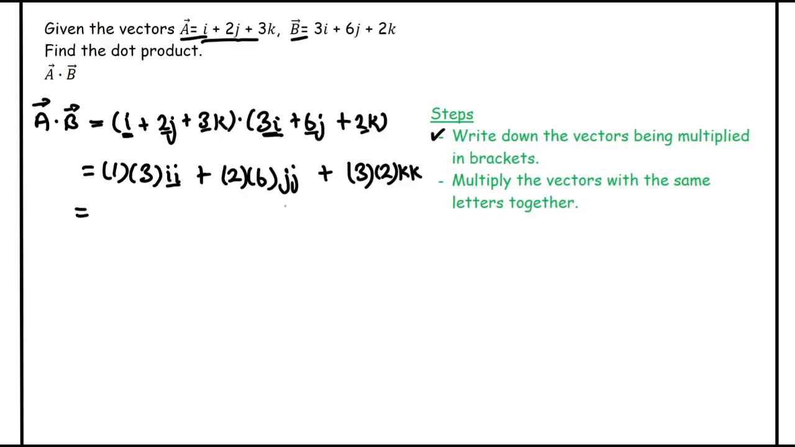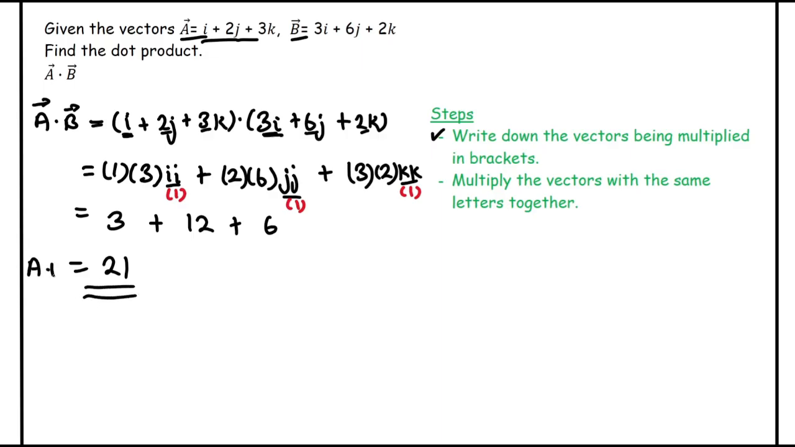Now, i times i, or j times j, or k times k, all this gives us 1. So here it will be 1, here 1, here 1. So it's the same as leaving out i times i. So 1 times 3 gives us 3, plus 2 times 6 gives us 12, plus 3 times 2 is 6. If we add all these together, 3 plus 12 plus 6, this gives us 21.